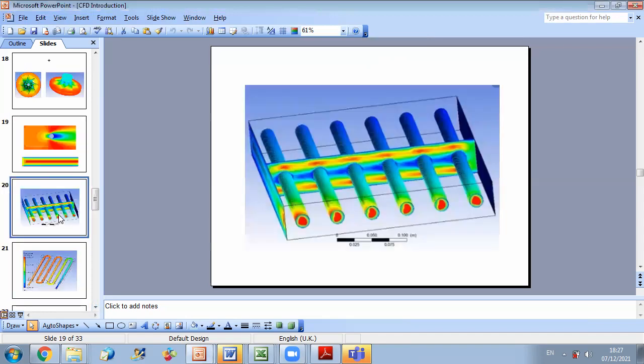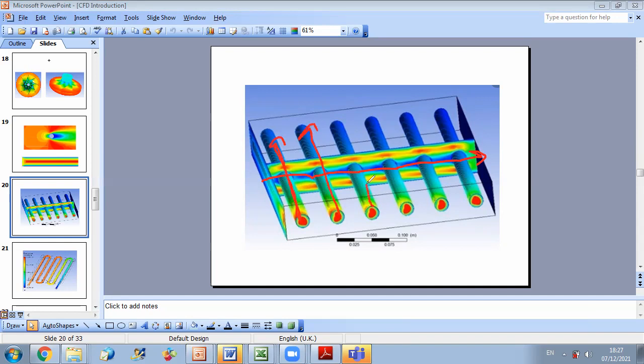Another application is heat transfer. In this figure, we can observe, for example, the cooling or heating of a fluid in a heat exchanger. So as you can see, let's say you have a fluid entering here, moving in this direction, and another one moving in this direction. And as you can see, this fluid, for example, is cooled as it moves through the heat exchanger.